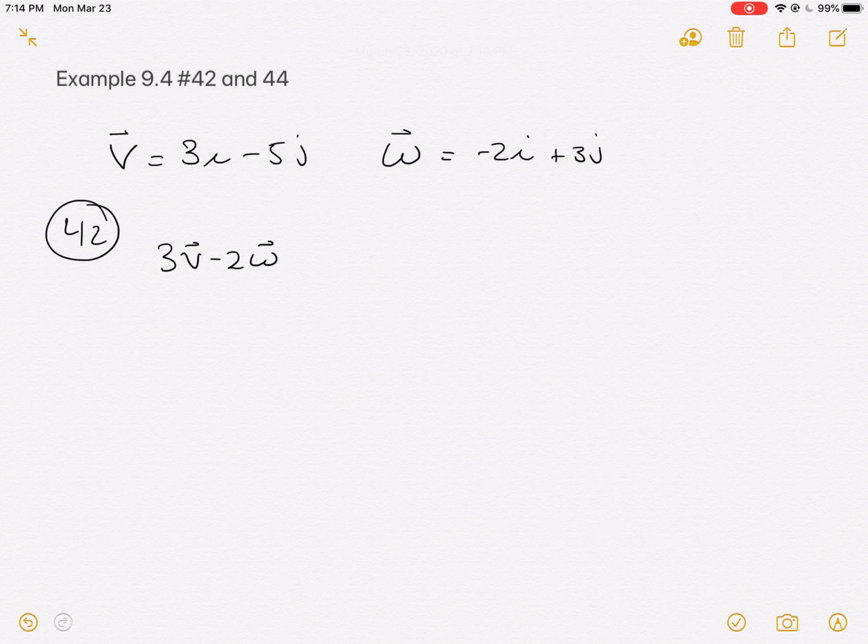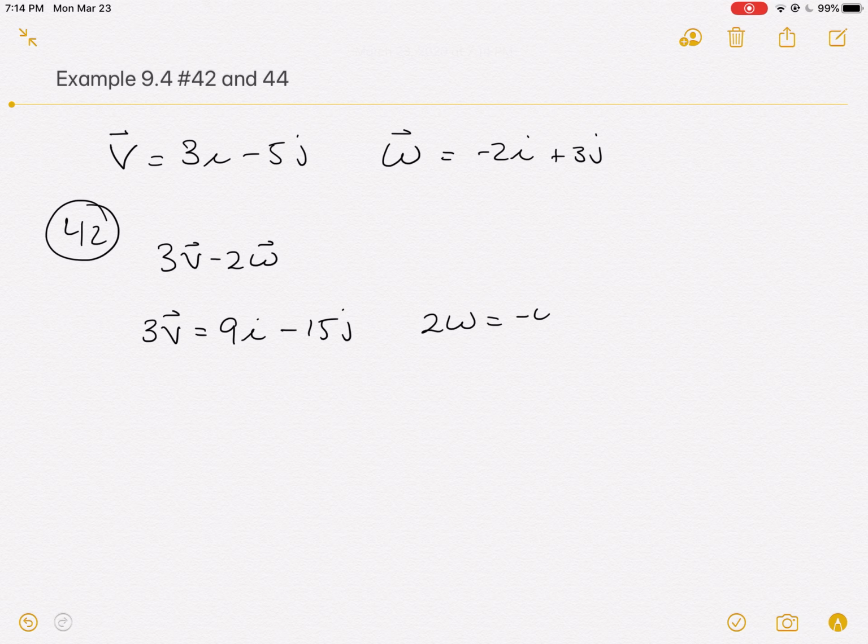In this next segment of problems in 9.4, they're just simply asking us to add some vectors, and so they're going to be using a couple properties at the same time. In this case, they want us to take 3v minus 2w, where v is defined as 3i minus 5j, and w is defined as negative 2i plus 3j. So 3v would simply be running that 3 through, and 2w would just be doubling everything, so negative 4i plus 6j.